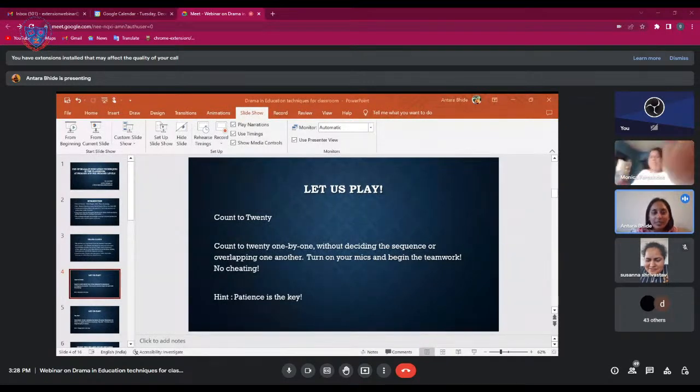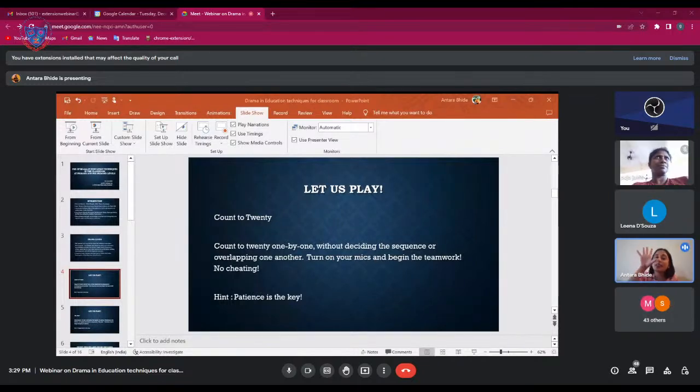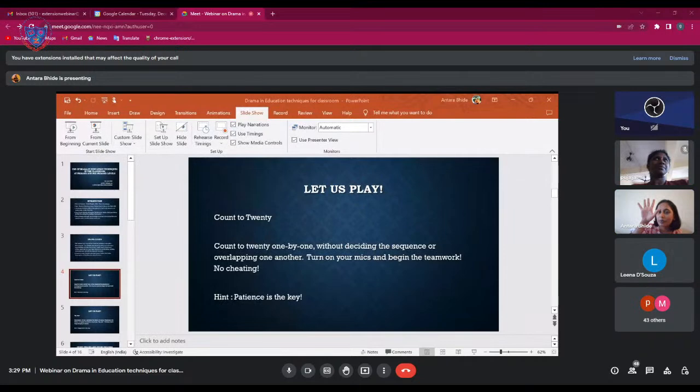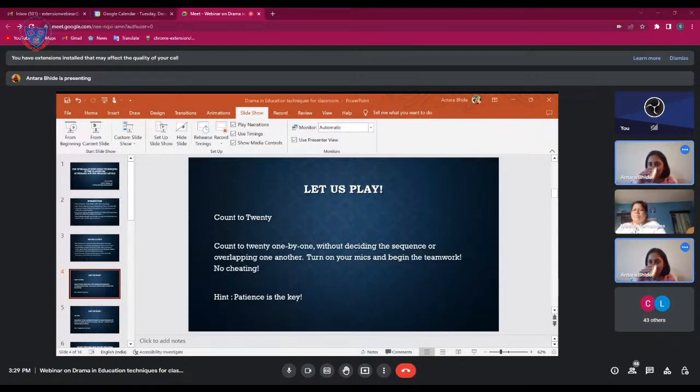Okay, so you all know the rules. You have to count to 20, one at a time. You can't decide who's going to go first, who's going to go second. You can't decide that. That's cheating. And you can't overlap one another. The moment you overlap, we start again. And the restart option is there five times. Otherwise, we'll have to play this game the entire session. So. Ready?